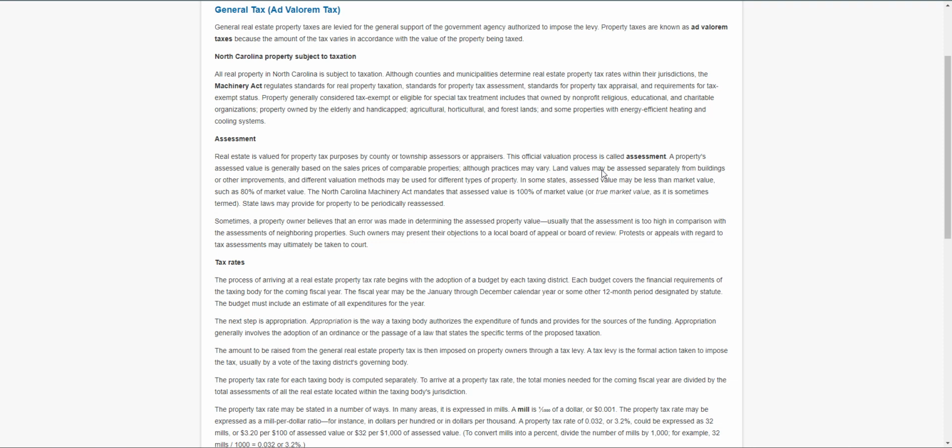Property taxes are known as ad valorem taxes because the amount of taxes varies in accordance with the value of the property being taxed. So, North Carolina property subject to taxation. All real property in North Carolina is subject to taxation. Although counties and municipalities determine real estate property taxes within their jurisdictions, the Machinery Act regulates standards for property taxation.